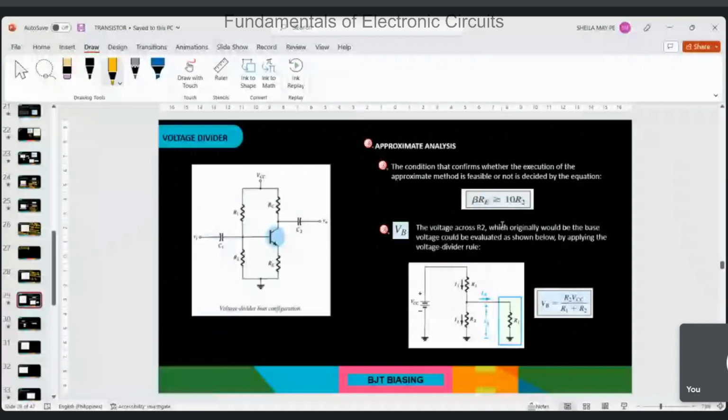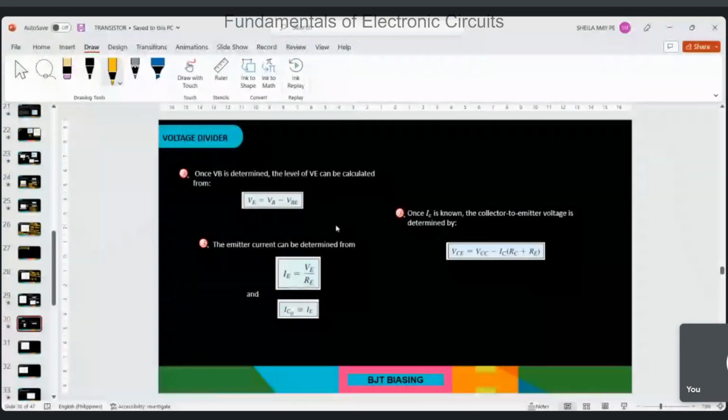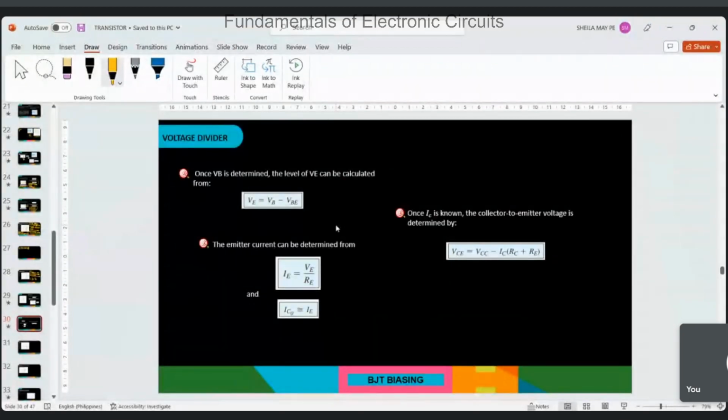Now, from that calculation of VB, makuha na, the emitter current can be determined by IE equals VE over RE, or IC is almost equal to our IE. The same with our exact. Now, once IC is known, the collector to emitter voltage is determined by VCE equals VCC minus IC times RC plus RE. It is the same with our exact analysis.